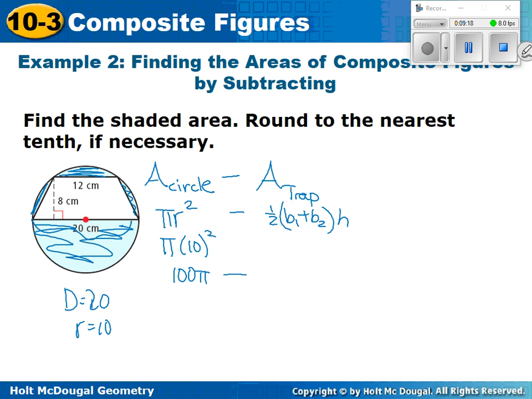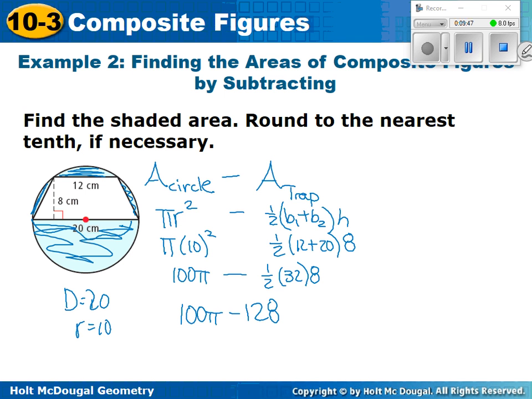12 and 20. And what was the height? 8. So we're going to have 1/2 of 12 plus 20 times 8, which gave us half of 32 times 8, which was 16 times 8. And help me out, what was 16 times 8? 128. So if we were not rounding, we would leave our answer as 100 pi minus 128.